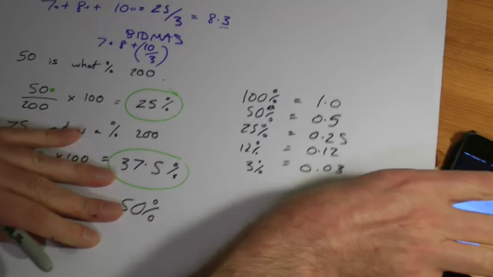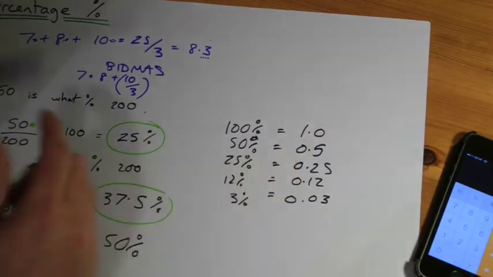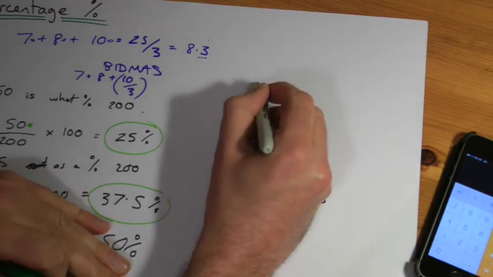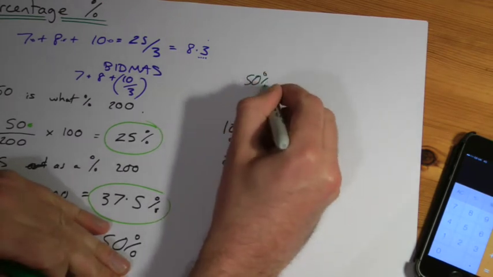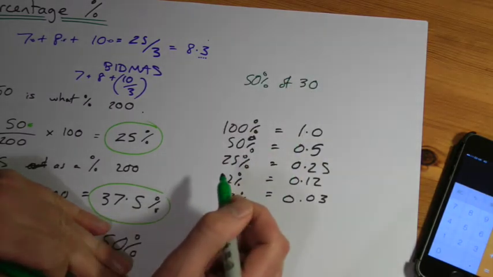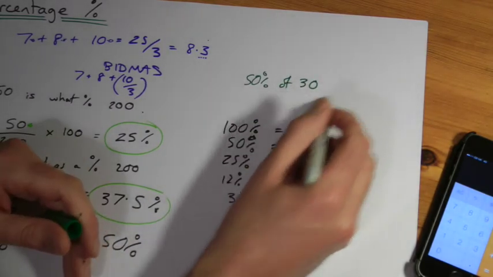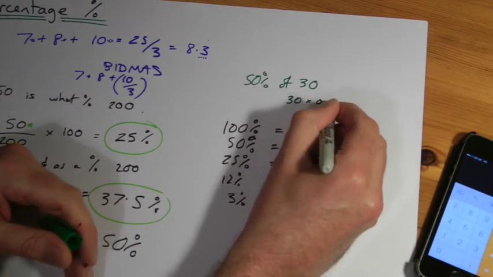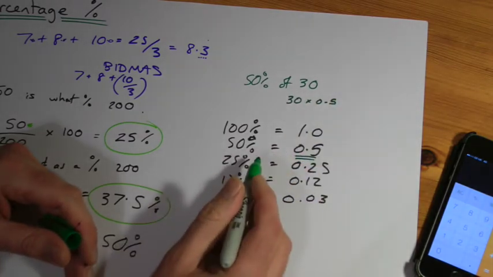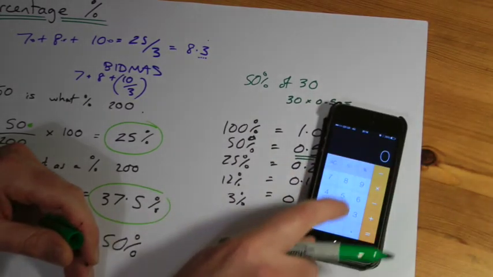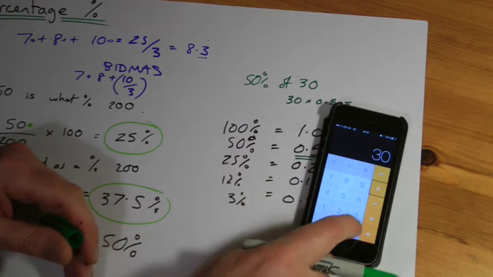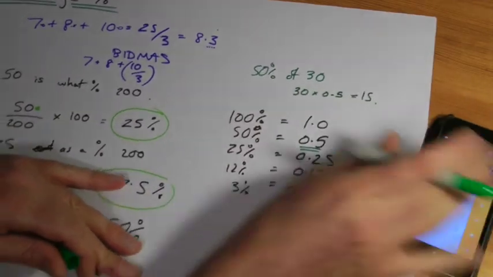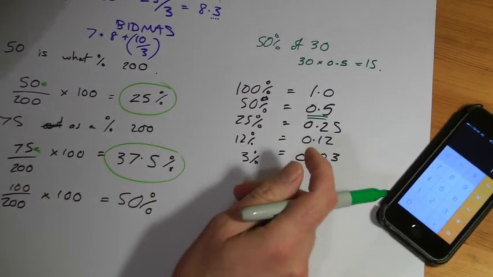And again, if you want to double check, let's invent another number. What's 50% of 30? You might be able to do that in your head. You just go, well, it's 15. But that's the same as saying 30 times 0.5. Just to prove it, 30 times 0.5 equals 15. So you can use this decimalized version quite easily.